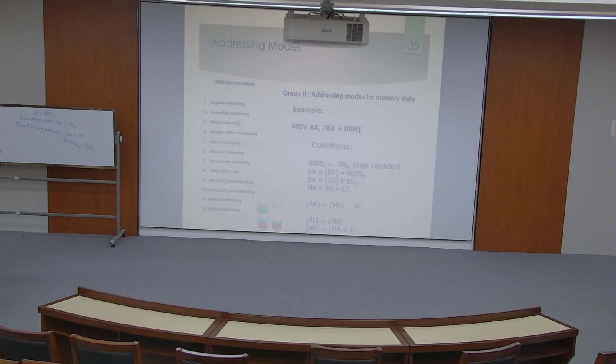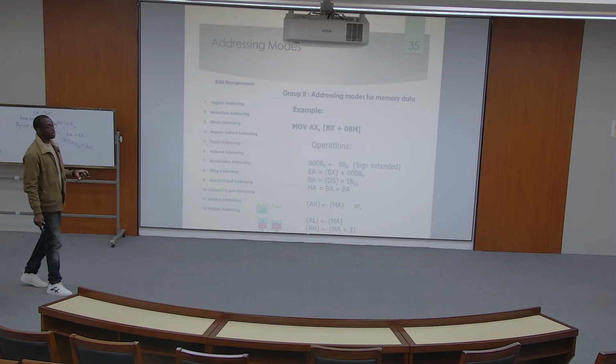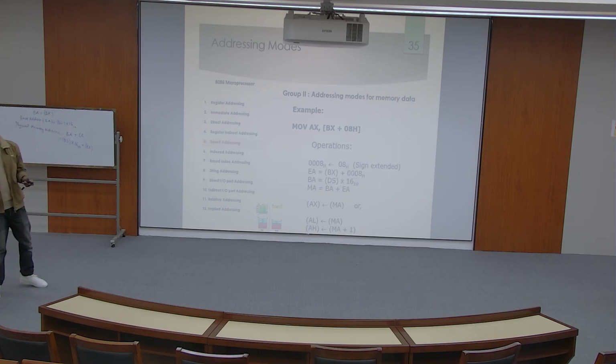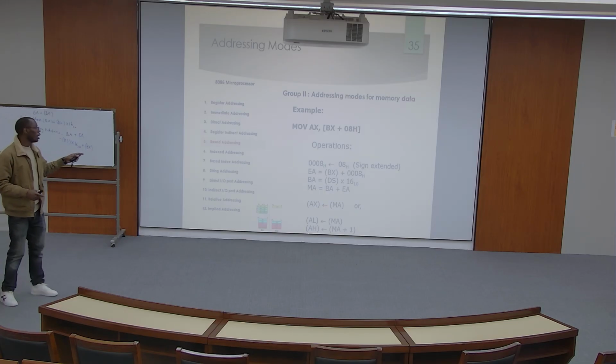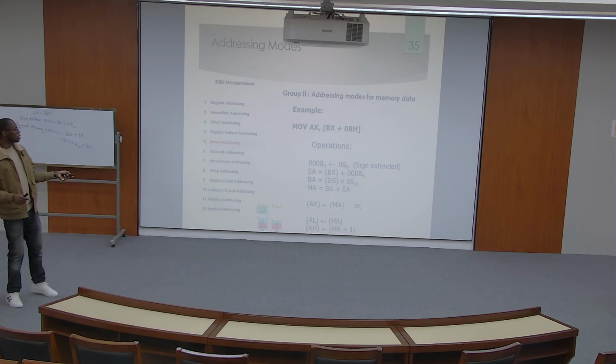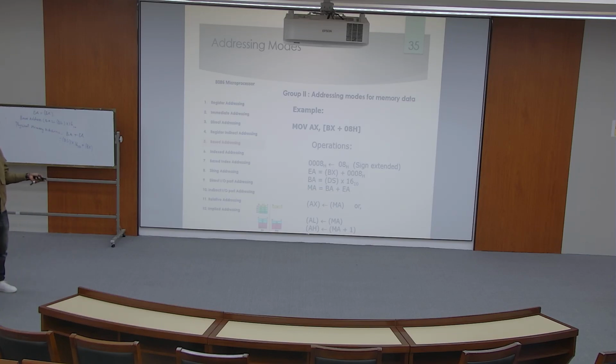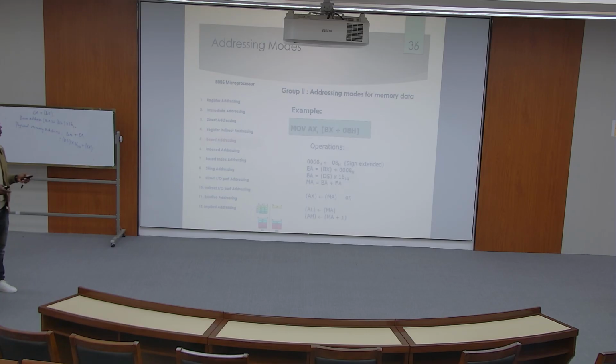Then we find the base address as well by taking the content in the data segment and shifting 4 bits to the left. Then the physical address will be given by the base address plus the content of the effective address. Then we found the physical address. Then the content at this physical memory address will be moved to the accumulator register.